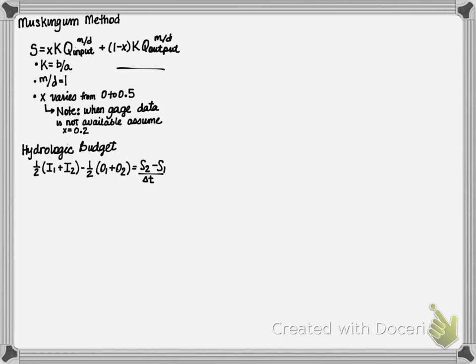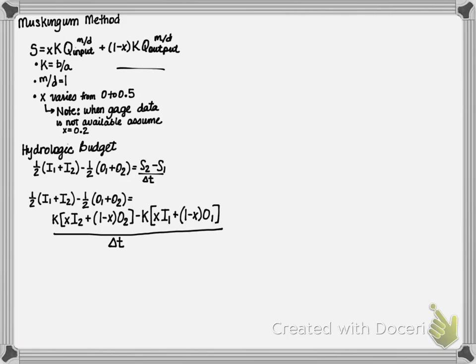The hydrologic budget states that 1/2 the input flow rate at position 1 plus the input flow rate at position 2 minus 1/2 the output flow rate at position 1 plus the output flow rate at position 2 is equal to the change in storage with respect to time. By plugging in the storages from the above equation, we can rearrange the equation as follows.